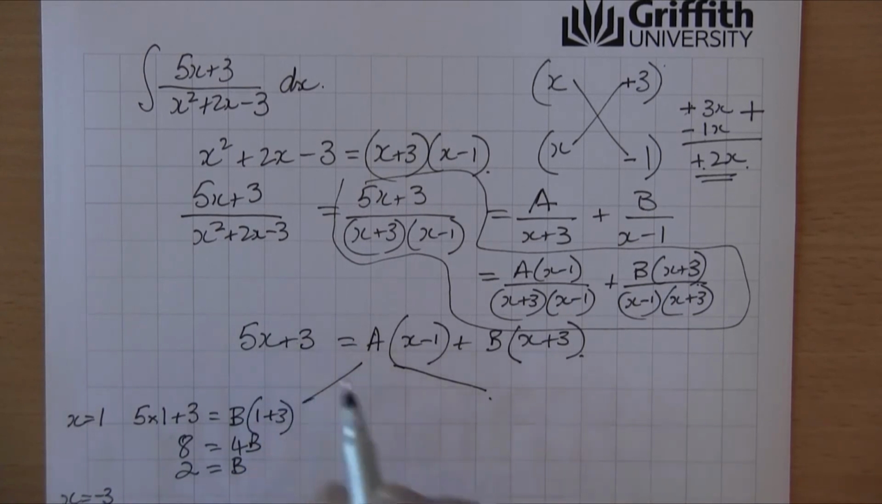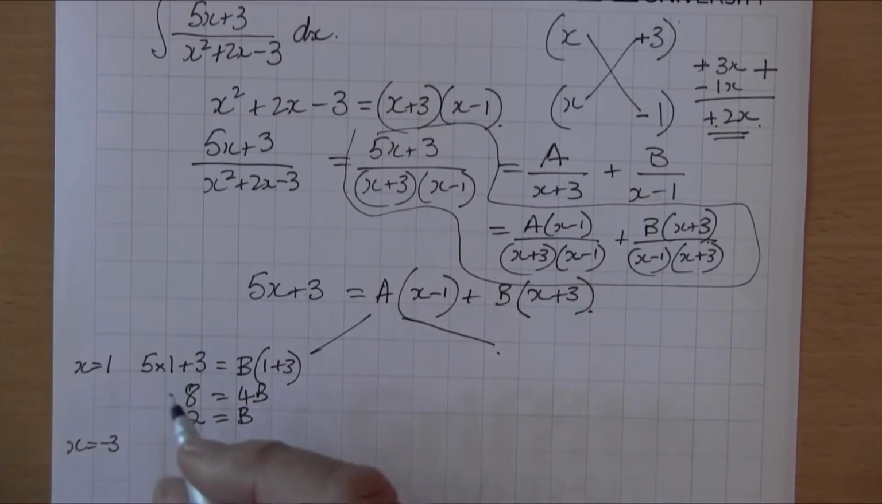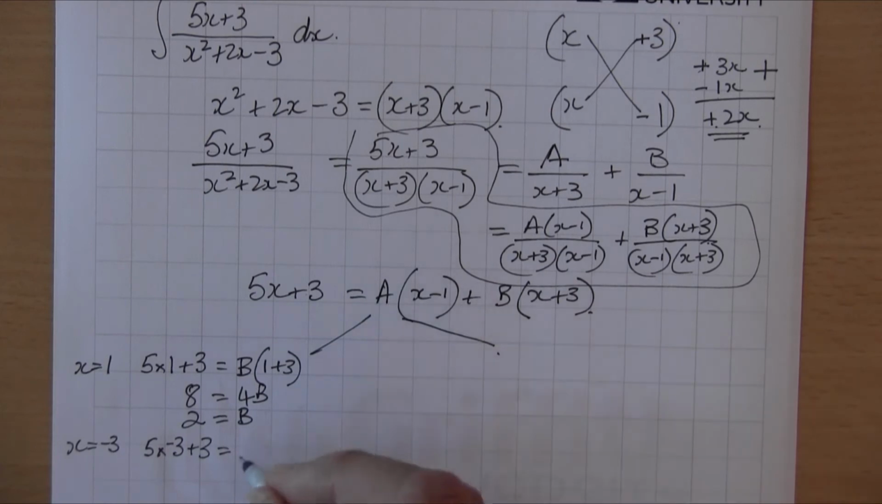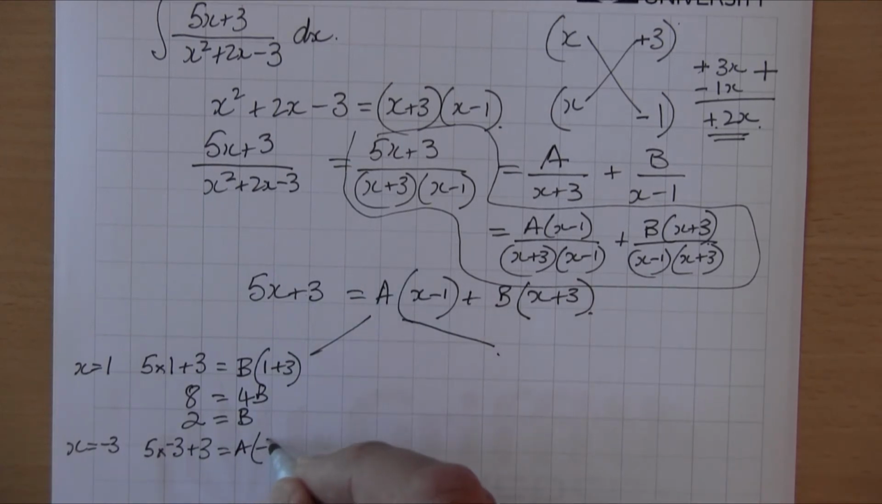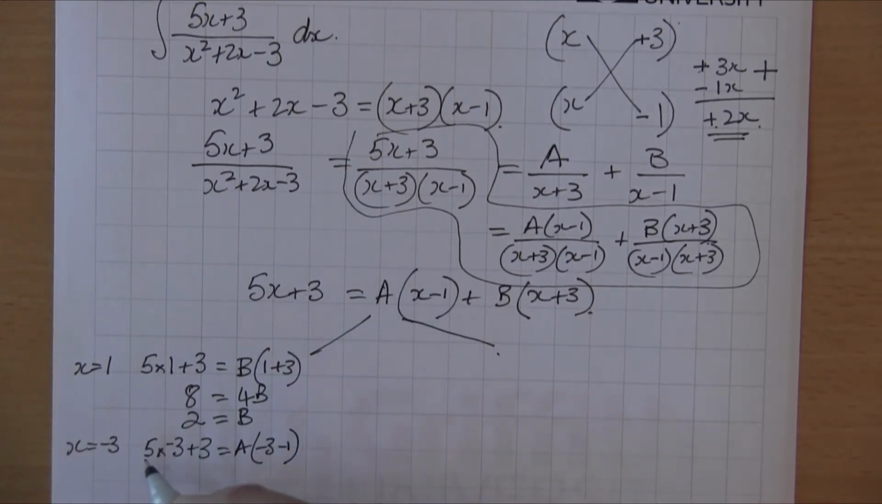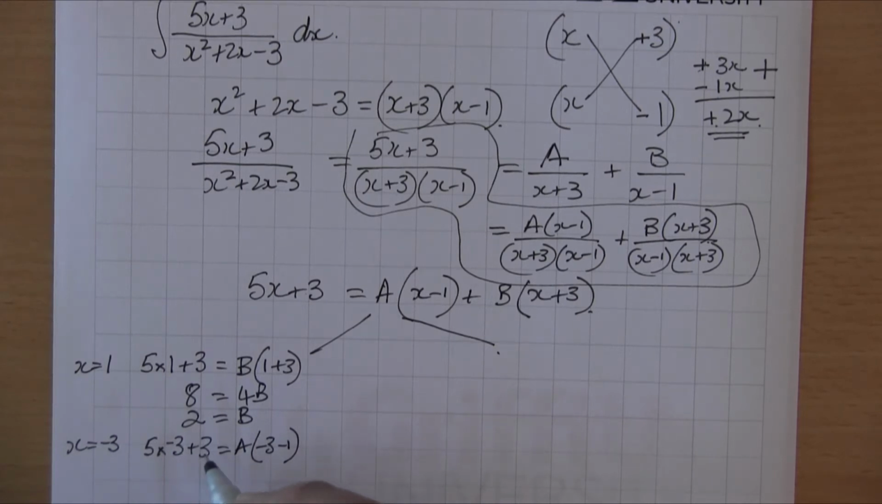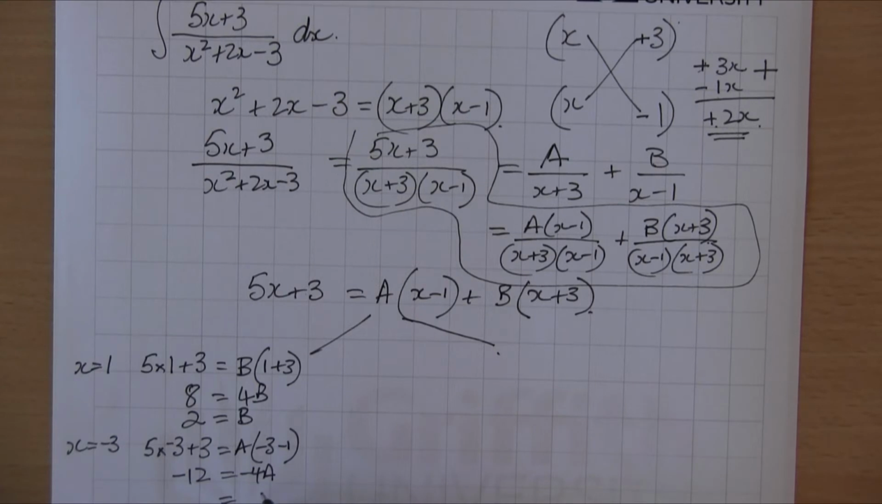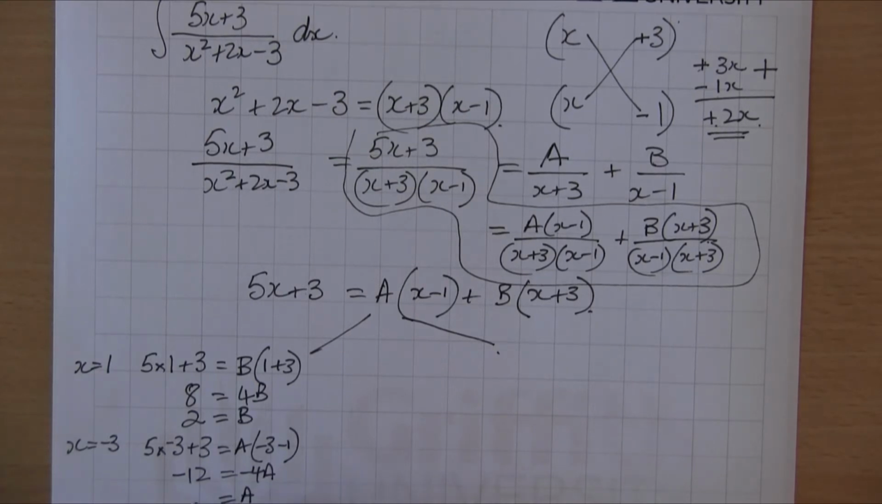Substitute in for negative 3 up here, and we've got 5 times negative 3 plus 3 equals a outside of negative 3 minus 1. So 5 times negative 3 is negative 15. Negative 15 plus 3 is negative 12, which is equal to negative 4a. Divide both sides by negative 4 and we get a equals 3. So we got b equals 2 and a equals 3.